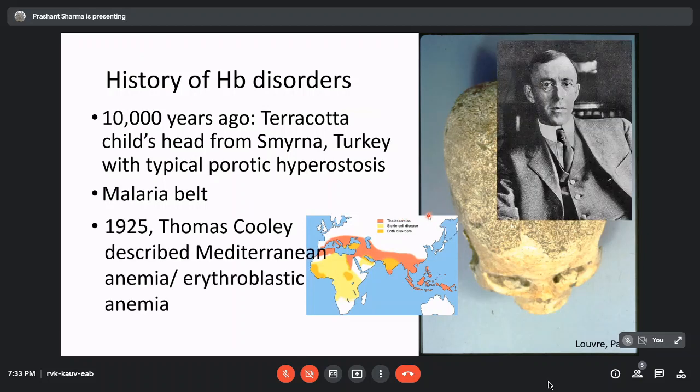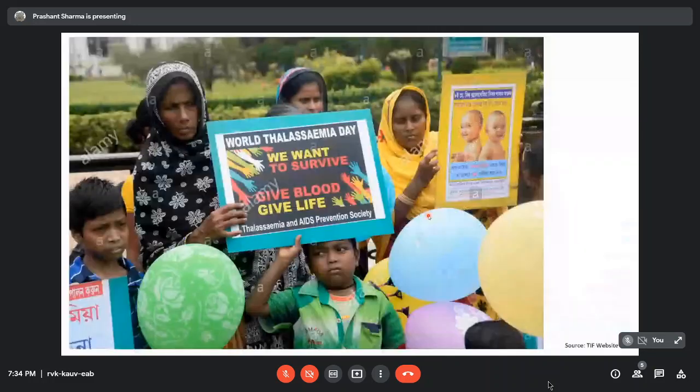And this gentleman over here is Thomas Cooley. He was an American pediatrician who also worked a lot in France, and he was the one who first gave us detailed descriptions of what was till then called Mediterranean anemia, and he suggested the name of erythroblastic anemia for obvious reasons. So again, these are disorders that have been having their own share of limelight.